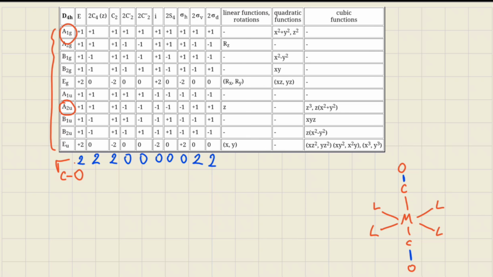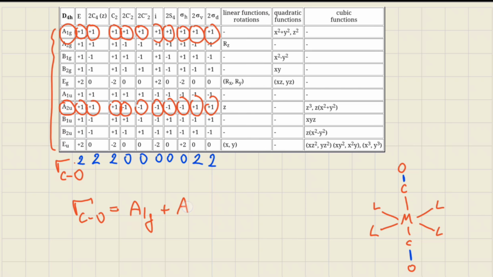If you add them up, 1 plus 1 is 2, 1 plus 1 is 2, 1 plus 1 is 2, 1 minus 1 is 0, and so on, giving 0 for each of the next operations, then 1 plus 1 is 2, and 1 plus 1 is 2. So this is the answer, our reducible representation, A1g plus A2u.